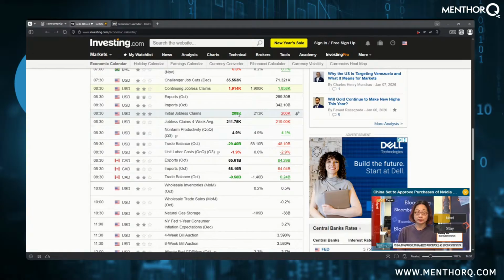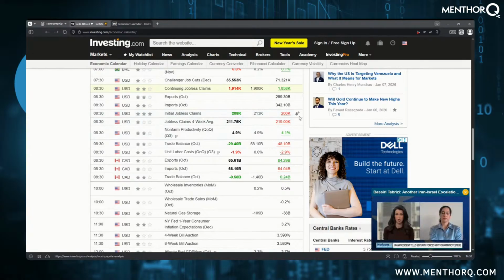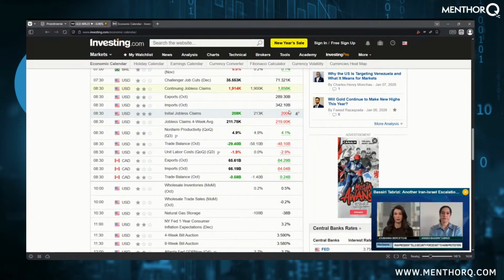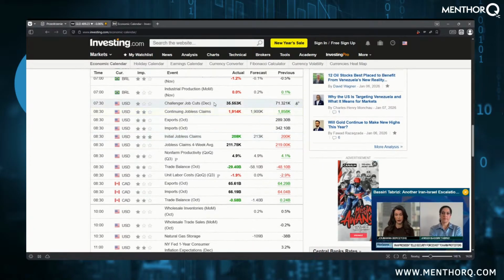Trade balance, we got it. Initial job claims 208, less than forecast, higher than last one. Continuing job claims a little bit higher than their forecast and before. So right now, from my perspective, what we should get first is acceleration to the upside on indices.